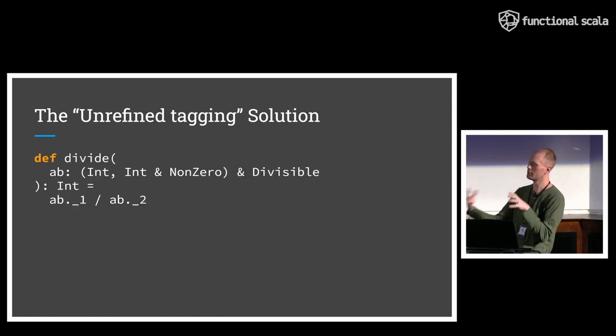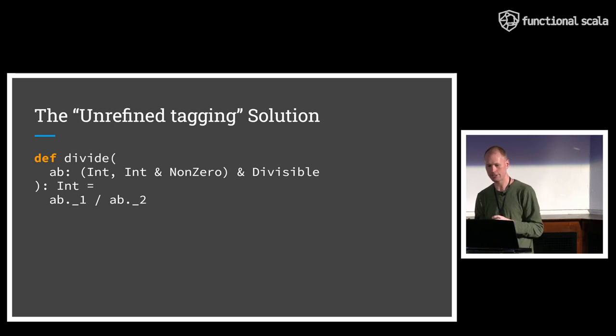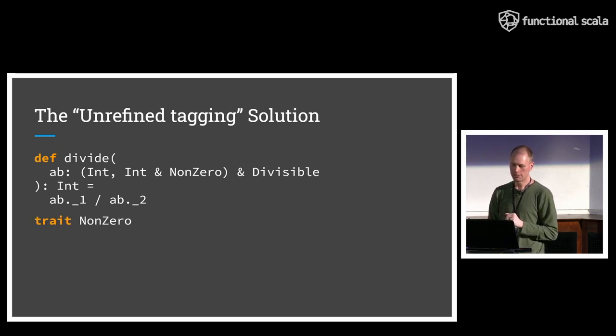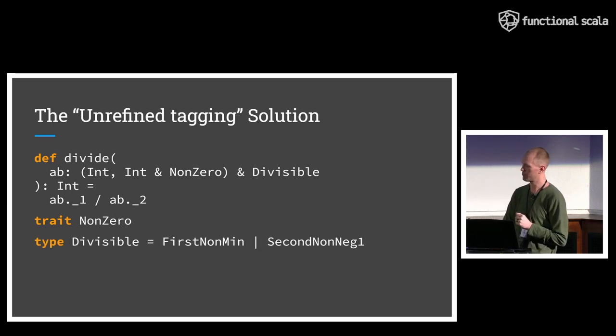Maybe we can group these arguments together with an int and then an int and non-zero. It's like a tag, and we tag the whole thing in divisible, and then the body is taking out these tuples and dividing them. What is non-zero? Well, it's just an empty trait. What's divisible? Well, it's a type for what are these two things, first non-min and second non-min?